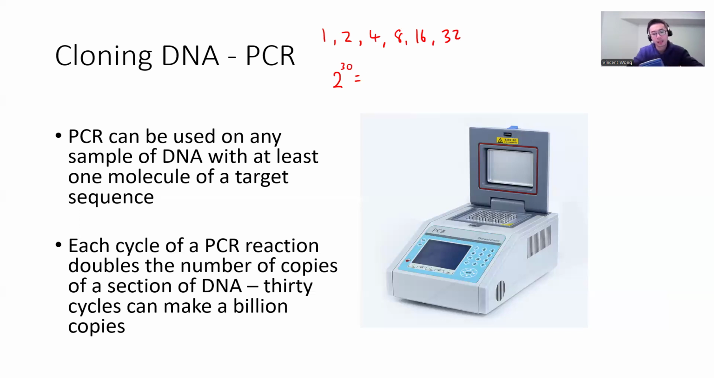I'm going to plug this into the calculator. If you have it, feel free to do it with me. 2 to the exponent 30, according to my calculator, is 1,073,741,824. So that's like a billion copies right there. And 30 cycles usually, like I said, take around 2 hours.